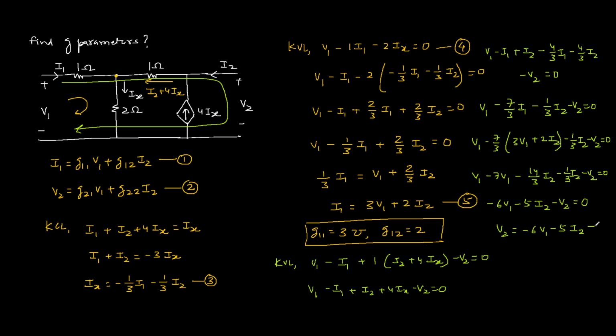Now this is equation 6, and equation 6 has V2, V1 and I2. Equation 2 has V2, V1 and I2. So now we can compare equation 2 with equation 6. This will give G21 equal to minus 6 and G22 is minus 5 ohm. So that's how we find the G parameters for the given two-port circuit.